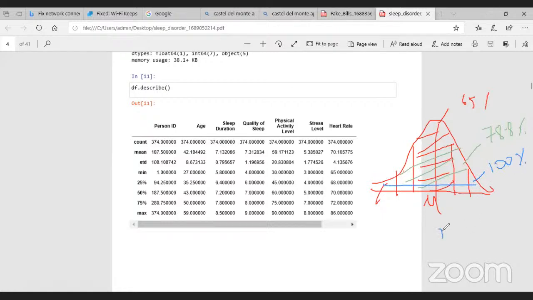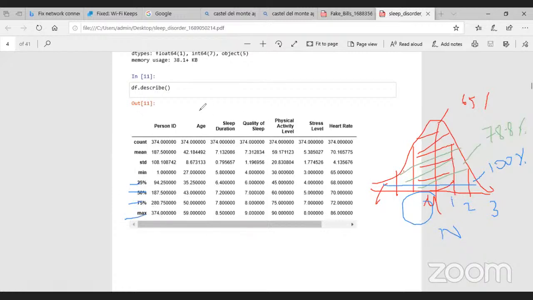This is called a normal distribution. Most of us are aware. So this is 1 standard deviation, this is 2 standard deviations, and this is 3 standard deviations away from the mean. That's what we're trying to measure: what the standard deviation is, what the mean is, how much data lies within 25%, 50%, 75% of the proportion, and what the max value is.